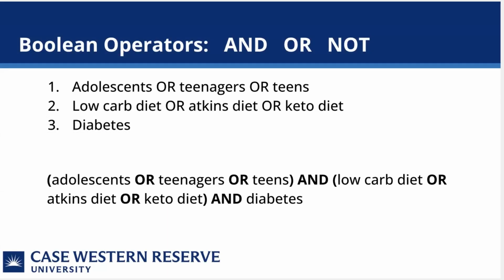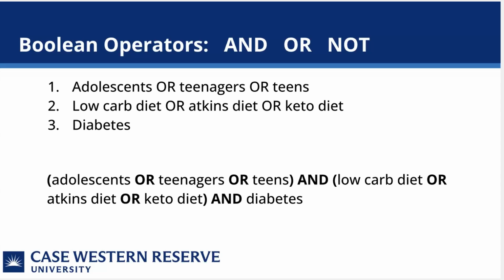Here we can see another example of how someone might combine terms with OR and AND. Notice how in the final search string, there are parentheses around clusters of terms about a particular concept. The final search string at the bottom would essentially tell the database to find articles that mention either adolescents or teenagers or teens. We don't mind which one. And we also want those articles to mention either low-carb diet or Atkins diet or keto diet. We don't mind which one. And finally, the article should also mention diabetes.